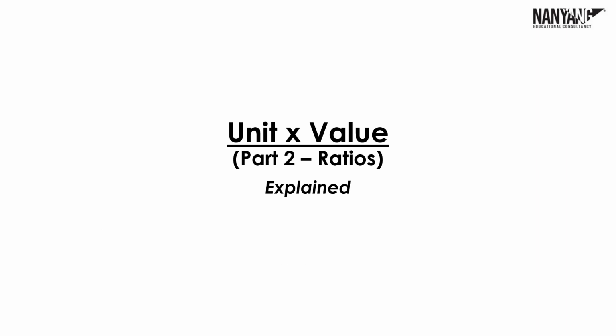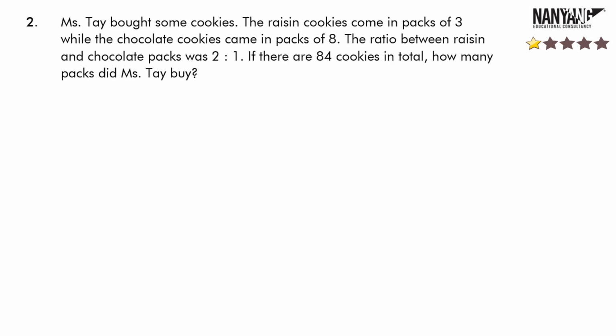Now that we have learned how to do the questions, let's attempt another one. Miss Tay bought some cookies. Raisin cookies come in packs of 3, while chocolate cookies come in packs of 8. The ratio between raisin and chocolate packs was 2:1. If there are 84 cookies in total, how many packs did Miss Tay buy? Feel free to pause the video and attempt the question. You can resume once you're ready.